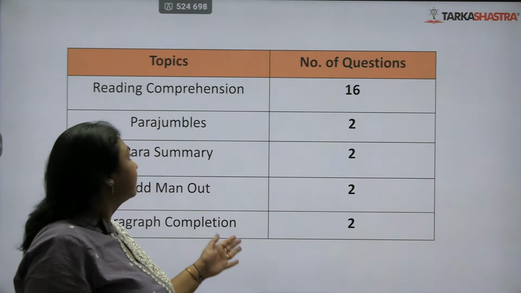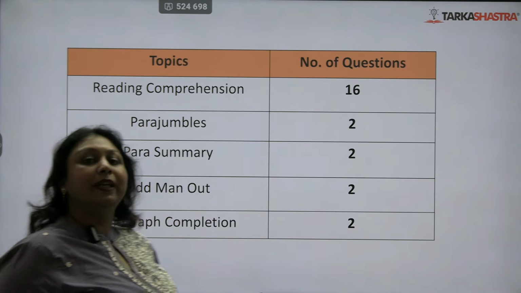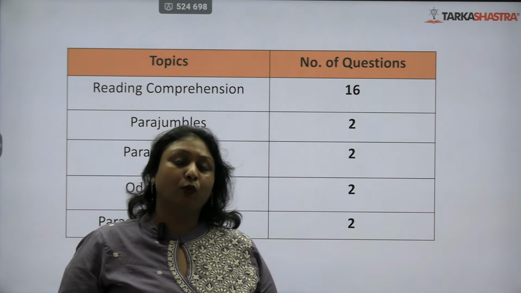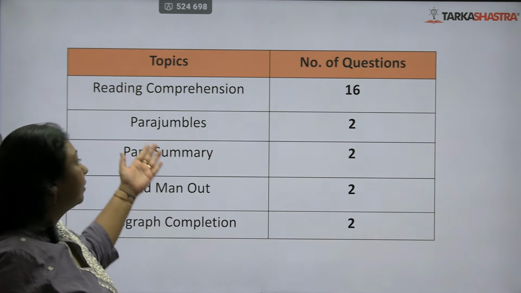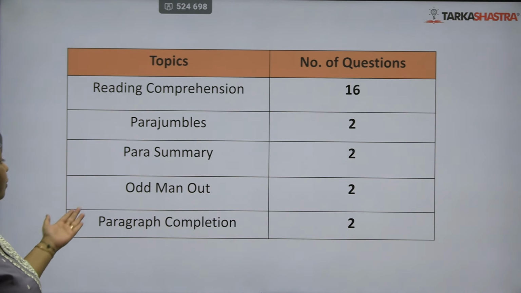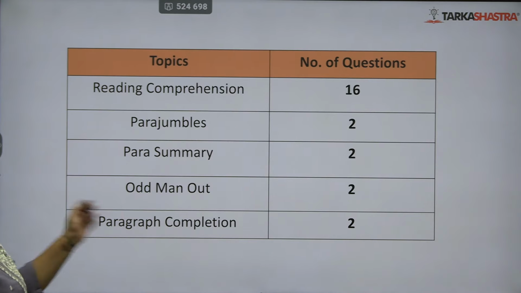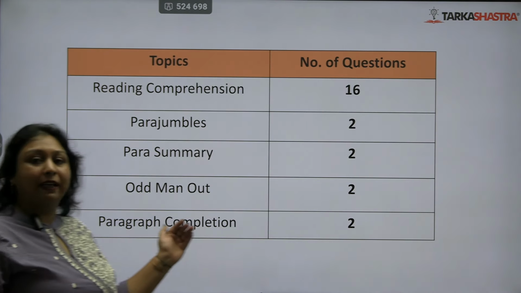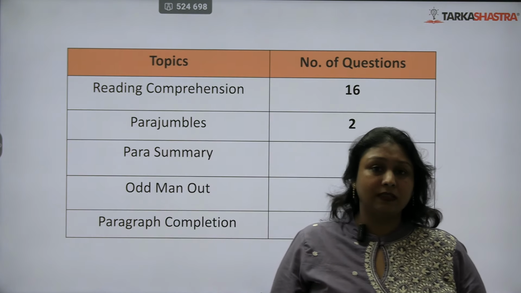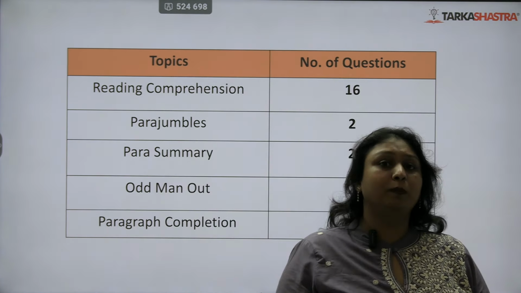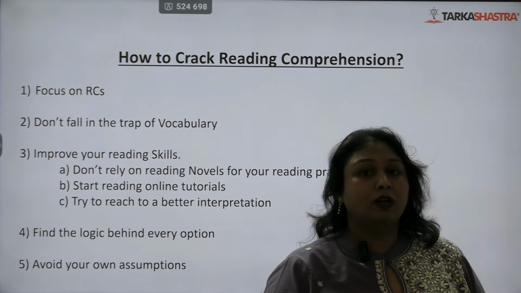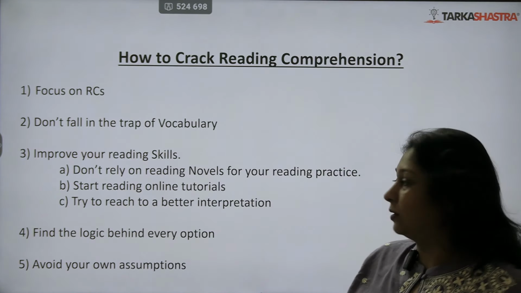These are your topics. Reading comprehension. Total 24 questions are asked in your VARC section, and out of those 24 questions, 16 questions would be of reading comprehension, 2 questions would be of parajumbles, 2 questions of parasummary, 2 questions of odd man out, and 2 questions of paragraph completion. Now we need to focus on how to prepare these topics in depth to score a good percentile. Moving forward, let's discuss how to crack reading comprehensions.